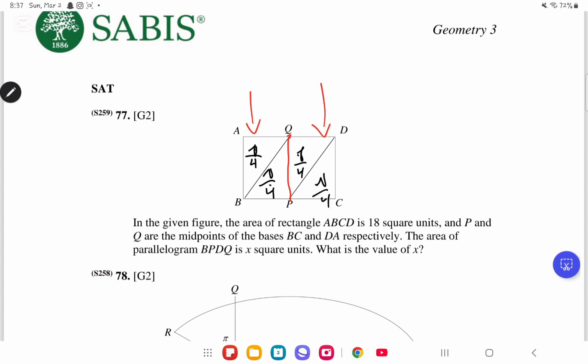Okay? So, if the area of the rectangle is 18 square units, they need the area of the parallelogram. So you're going to take the parallelogram. So it's going to be half times the area of the rectangle, which is 18. So you're going to get it to be 9 centimeters.